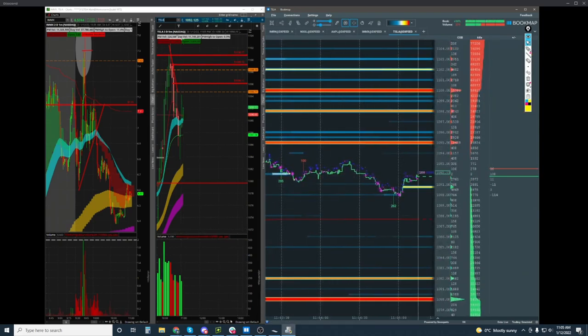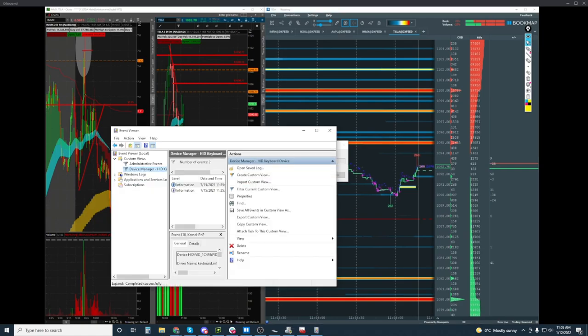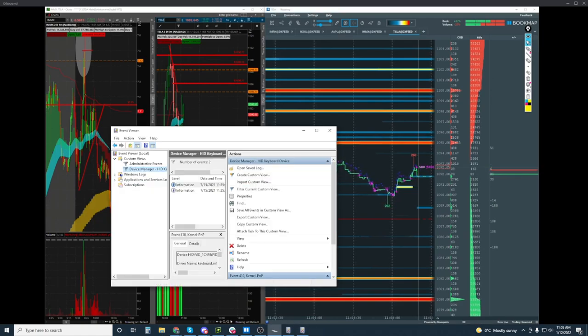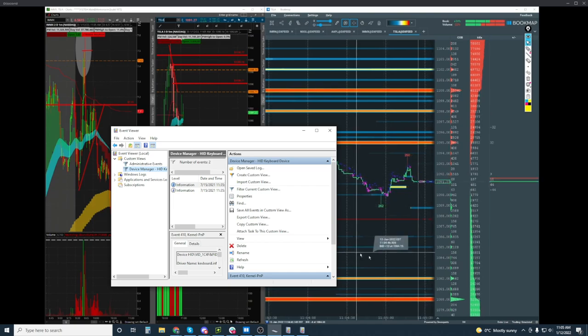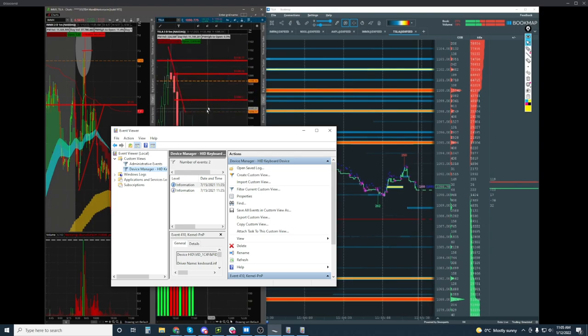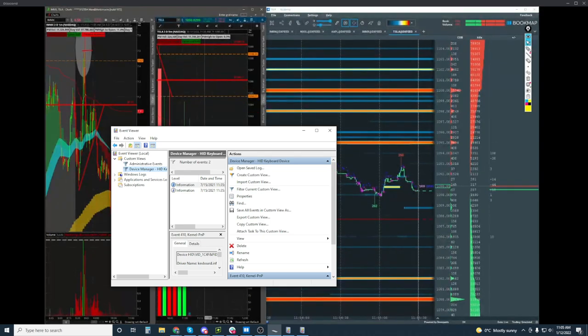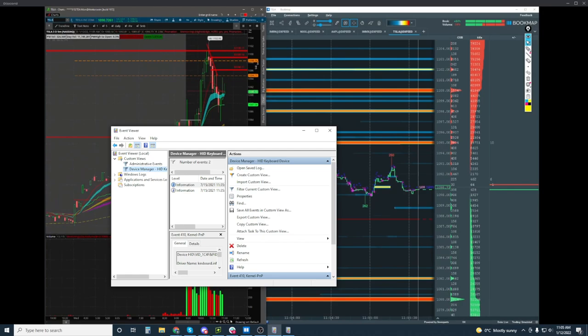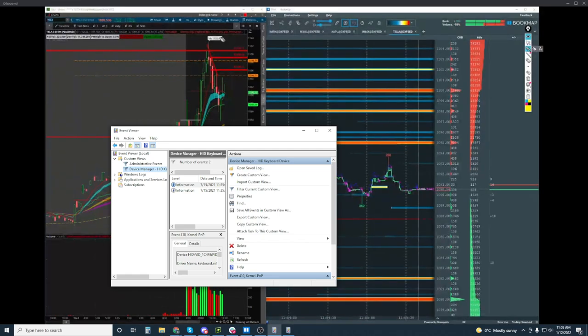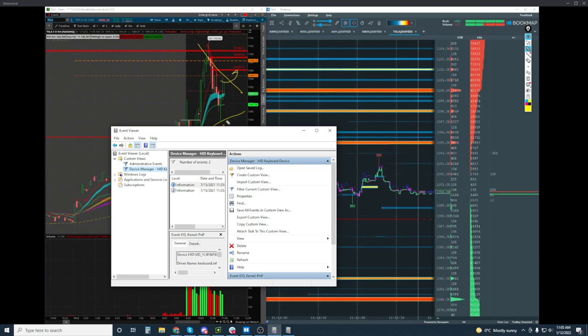So Tesla over here is all possible congestion. The reason why I'm saying this is because we're making lower highs, higher lows, inside bar right now. We're not really moving. So I'm looking for one of the two levels to break, so above 94 or below 84 over here.